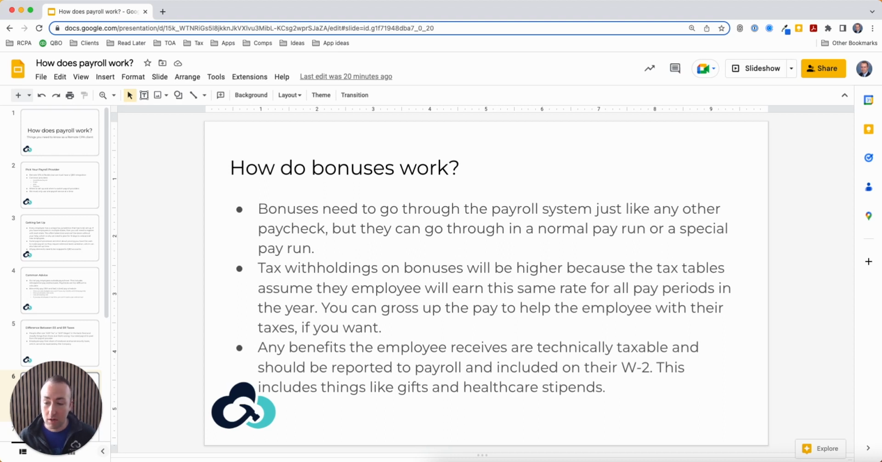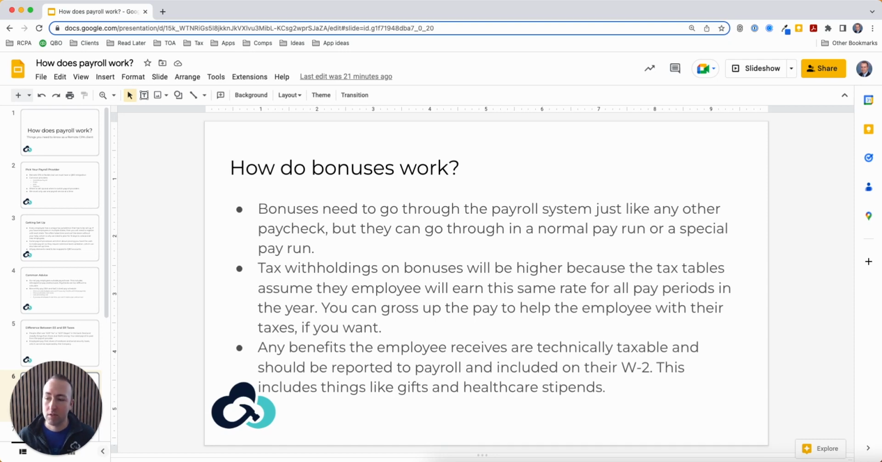You can gross up someone's bonus to help the employee with their taxes if you want. There's other deductions that need to be processed on bonuses. So if you have a 401k plan set up, oftentimes the employee will want that portion of that to go into their retirement. And if they don't, we can turn it off just for a special bonus run.